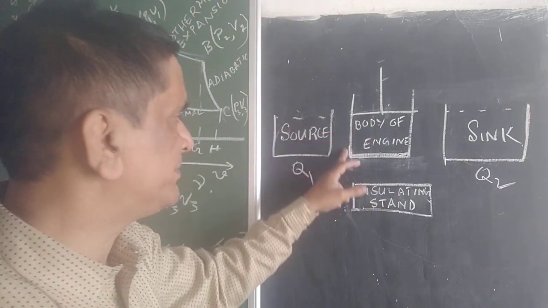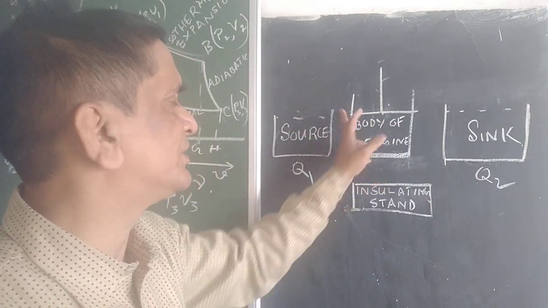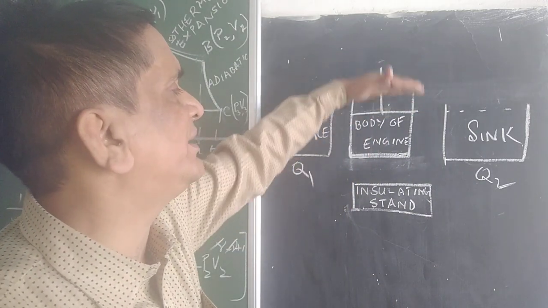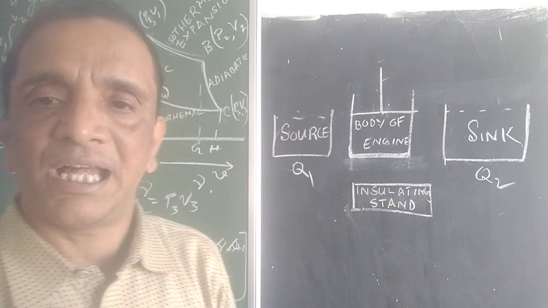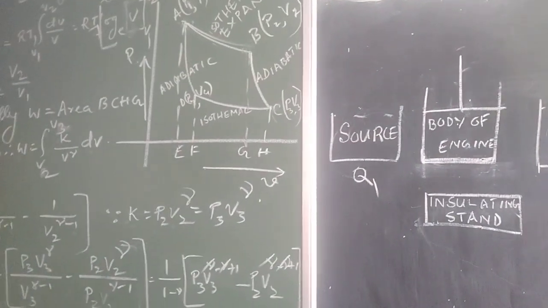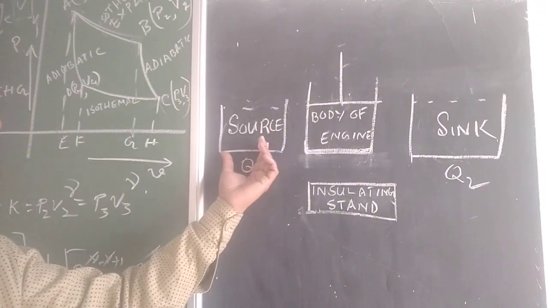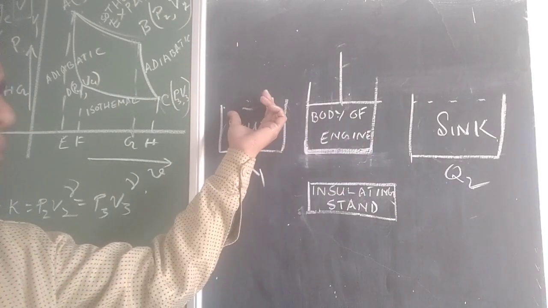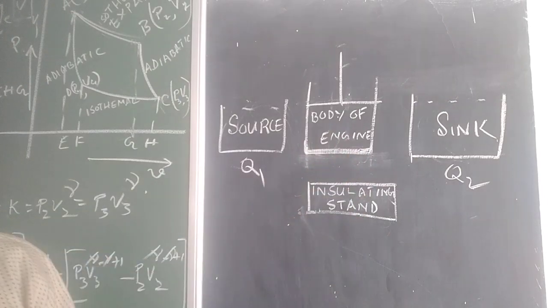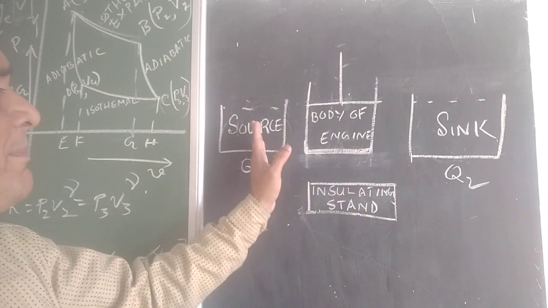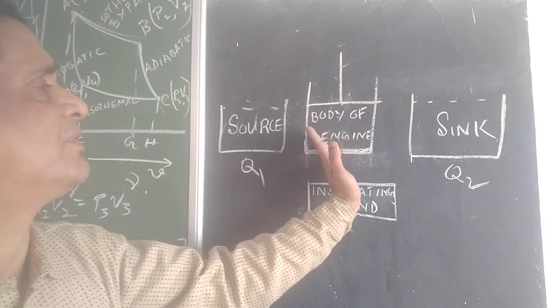This body of the engine has three sides insulating, a movable piston, and a conducting base. At first, we will place the body of the engine on the source. Now the temperature of the source and the body of the engine becomes the same. So what will happen? It will get some heat and it will expand.